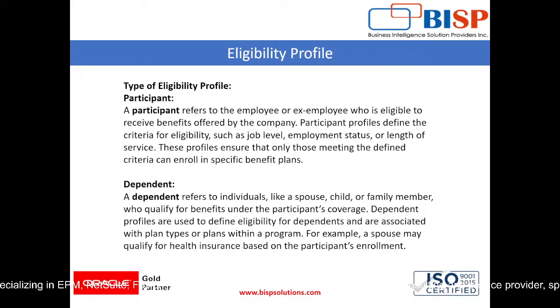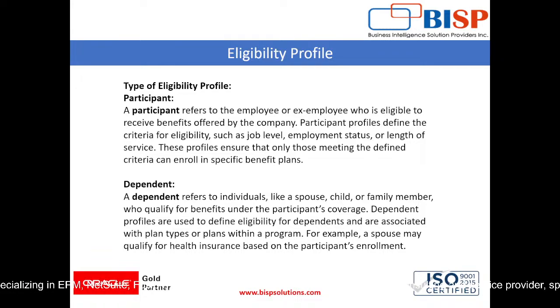And the second eligibility profile is your dependent. A dependent refers to an individual like a spouse, child, or family member who qualifies for benefits under the participant's coverage. So basically, if you have dependents who depend on you, like your spouse, your child, or a family member, and they qualify for your benefit plan, for that purpose you will create an eligibility profile.